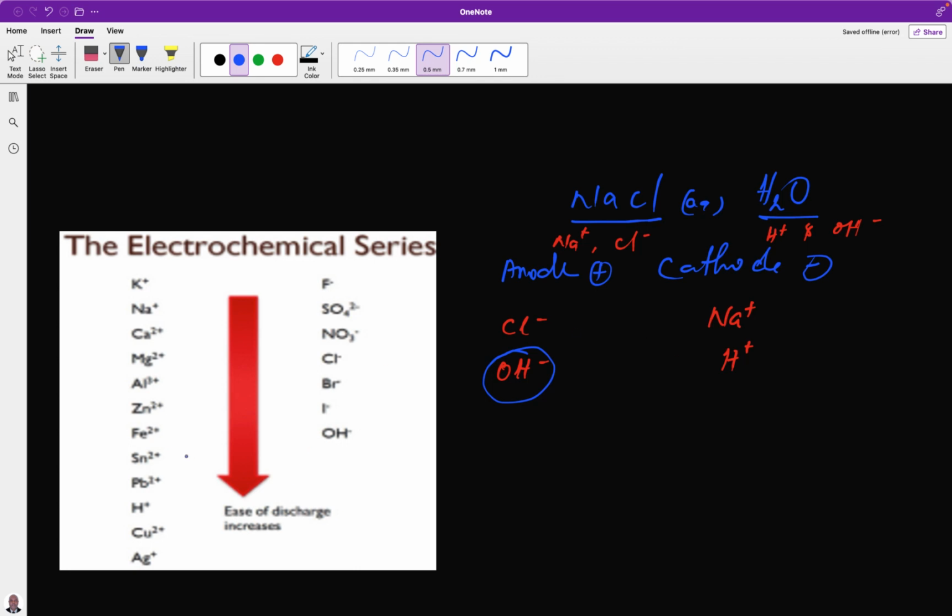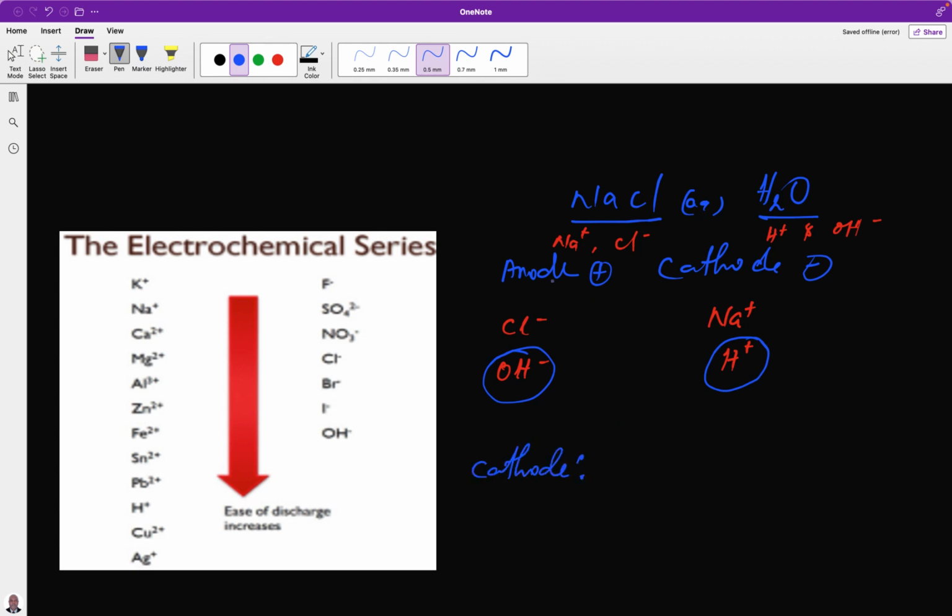Then at the cathode, there are two cations, the sodium ion and the hydrogen ion. The one below in the electrochemical series will be the one that will be discharged. Look, the sodium ion is right up, and the hydrogen ion is right down. So the hydrogen ion is the one that is going to be discharged in this reaction. Therefore, at the cathode, the reaction that is going to take place will be for the hydrogen ion.